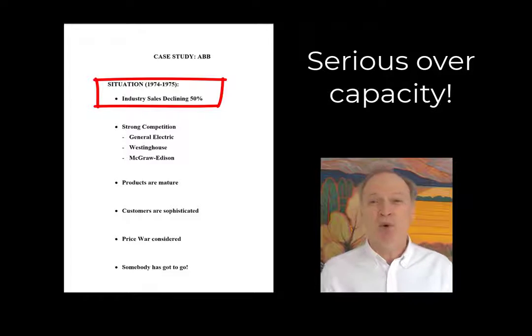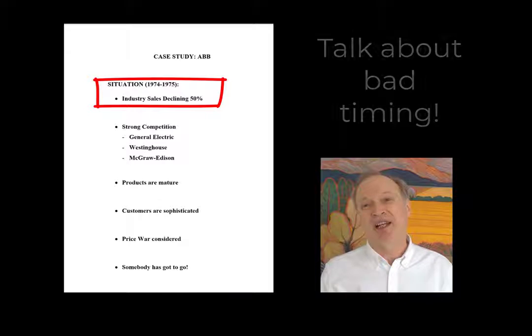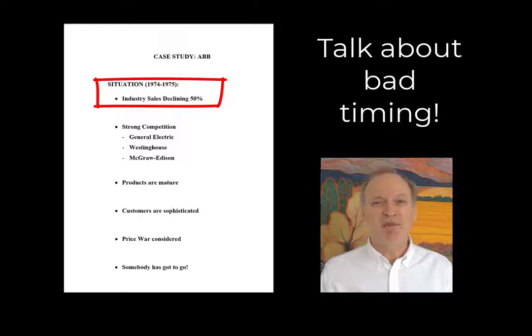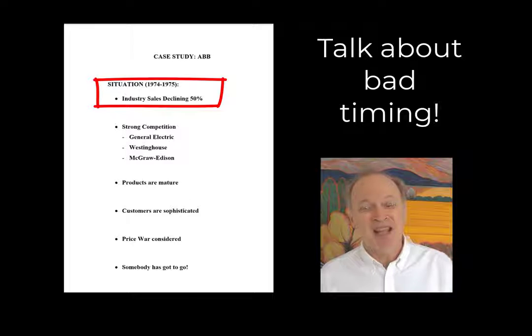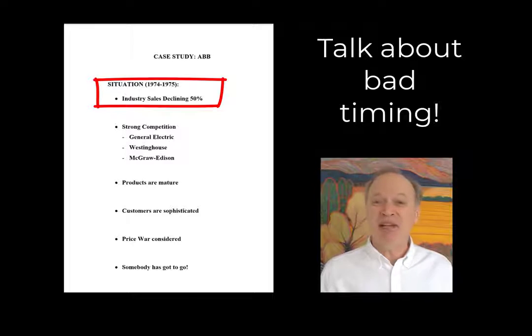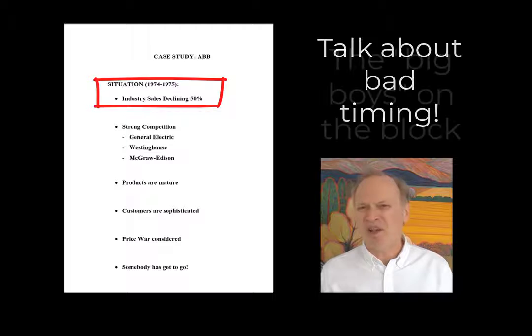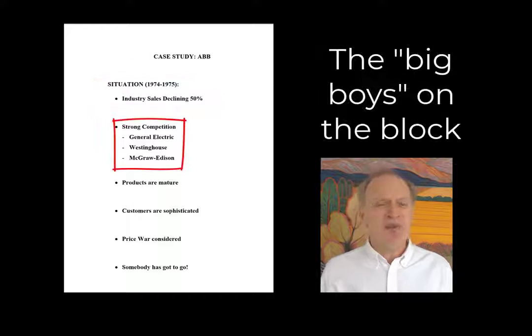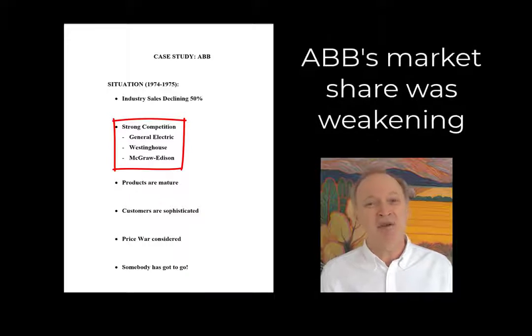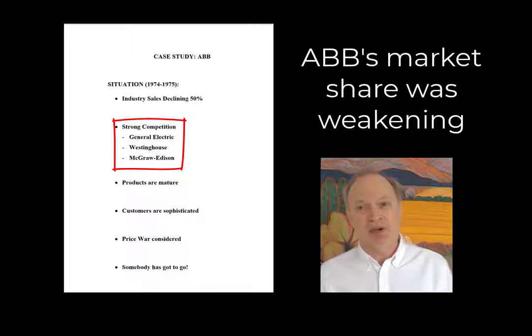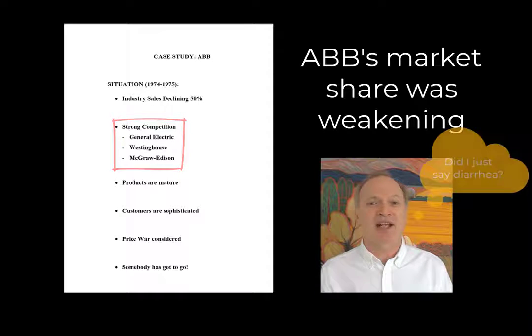It gets worse. Poor ABB Electric, part of now the ABB group, entered the market in 1970, right before the market collapses. It gets worse. Their competitors included General Electric, Westinghouse, and McGraw Edison. These were kind of the founders of the American electrical grid, so to speak. And during a short period, their market shares were actually dipping down during a period when the market was collapsing, kind of like a bad case of diarrhea.